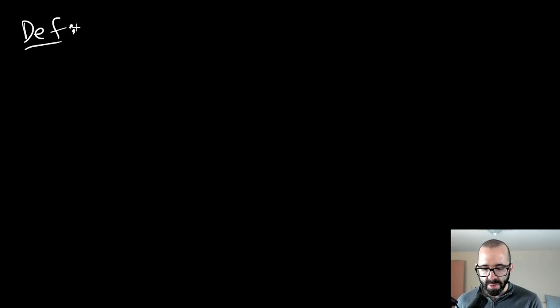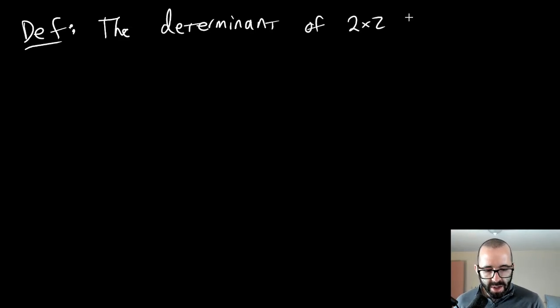All right, what else are we going to need to know about matrices? We have a lot of definitions coming up, so strap yourselves in. We're going to talk about something called the determinant of a matrix. And specifically, let's talk about 2 by 2 matrices right now.